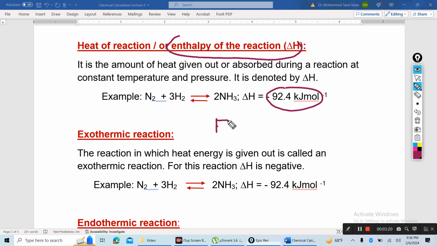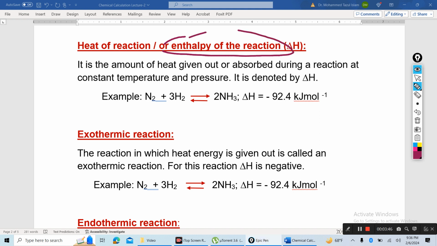Enthalpy or energy, same thing. So now what is the enthalpy of the reaction? When a reaction occurs, some energy is absorbed or some energy is produced. That amount of energy is known as enthalpy of the reaction or heat of the reaction.